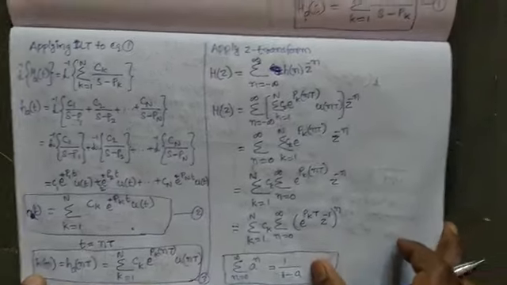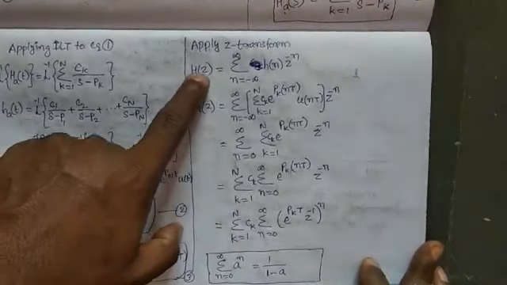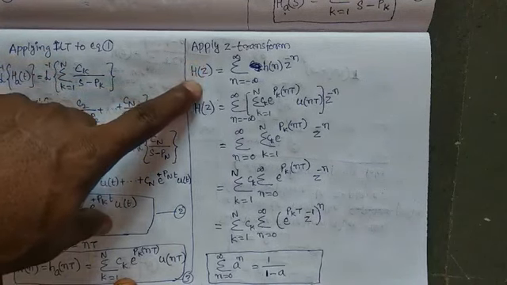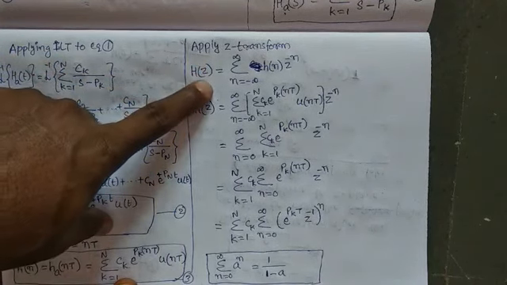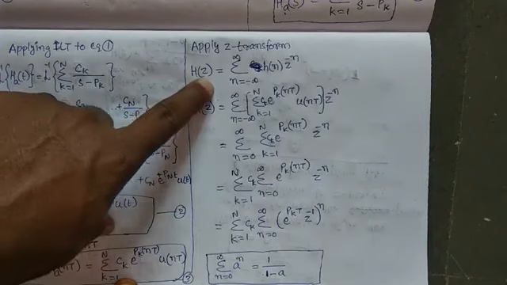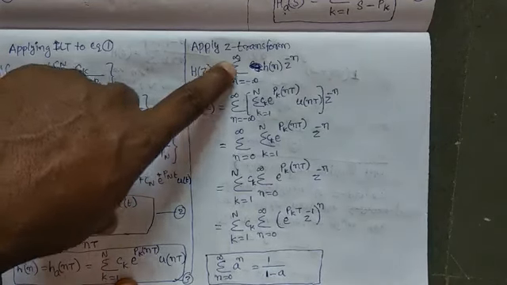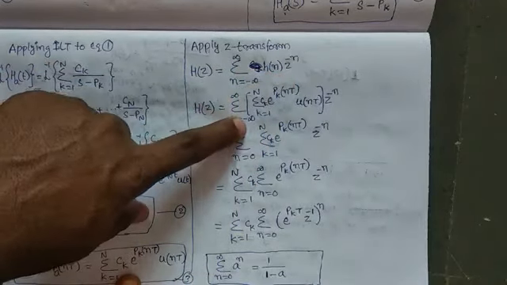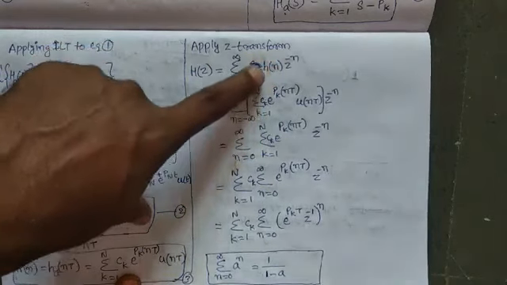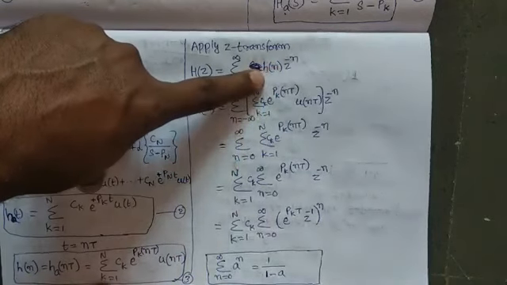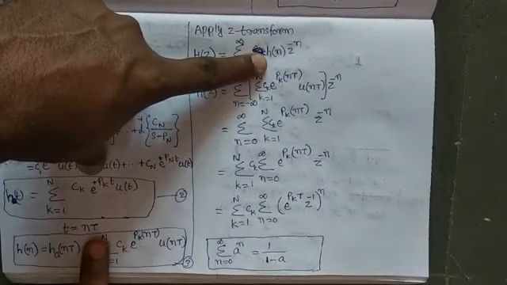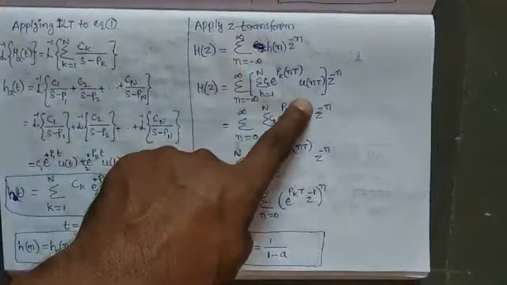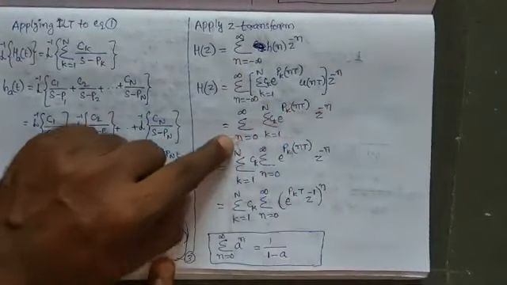Fourth step: in the fourth step we are applying the Z transform to equation 3. How to determine the Z transform? H of z is the Z transform of h of n, so H of z is equal to summation n equal to minus infinity to infinity h of n into z power minus n. We are replacing h of n here with summation k equal to 1 to capital N ck e power pk nT u of nT, into z power minus n.